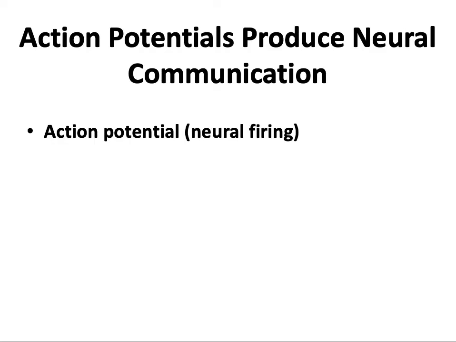Alright, now we're going to talk about action potentials. These are what produce neural communication. An action potential, also known as neural firing, is the electrical signal that passes along the axon and subsequently causes the release of chemicals from the terminal buttons into the synapse.